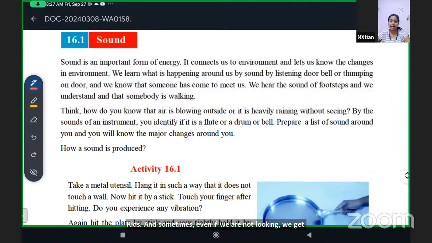When we hear footsteps, we know that somebody has gone, even though we have not seen them. We listen to the doorbell or knocking on the door, we know that someone has arrived, even though we have not seen them. We are in some other room, but we know that someone has arrived because we heard the doorbell and the knocking. So sound helps us to know about the changes taking place around us, what's happening in our environment.